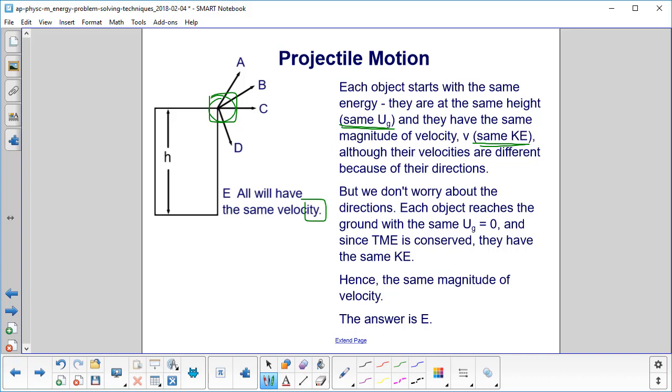So each object reaches the ground with the same gravitational potential energy, which is 0. And since total mechanical energy is conserved, they have the same kinetic energy. Hence, they have the same magnitude of velocity. The answer is E.